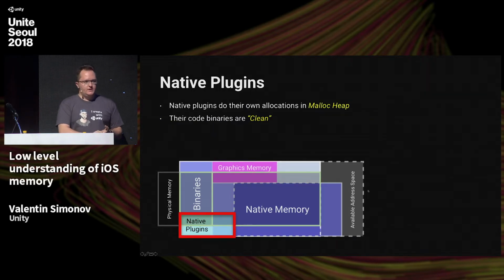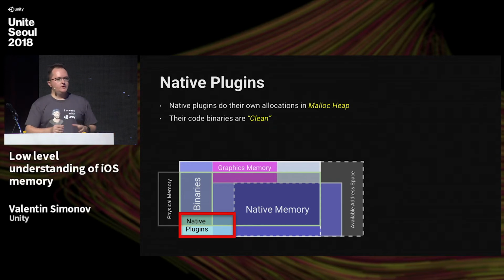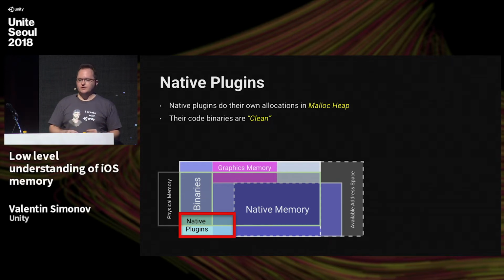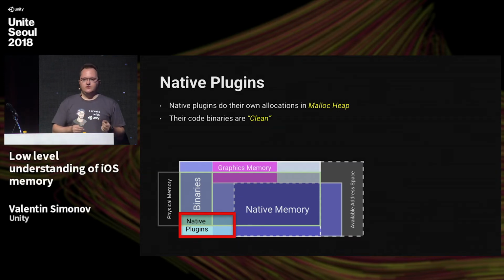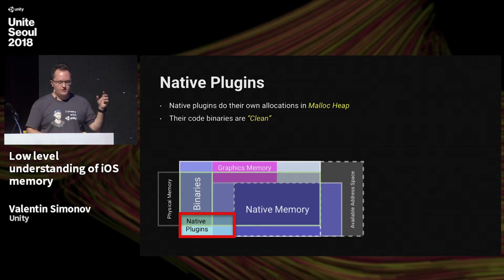It's worth mentioning native plugins. For example, when your application uses a native plugin, it allocates its own memory. It allocates it in malloc heap, but Unity doesn't see it. I mean that Unity, as in the Unity profiler, doesn't see it. And the binaries part are still in the clean memory, as you can see outlined there.